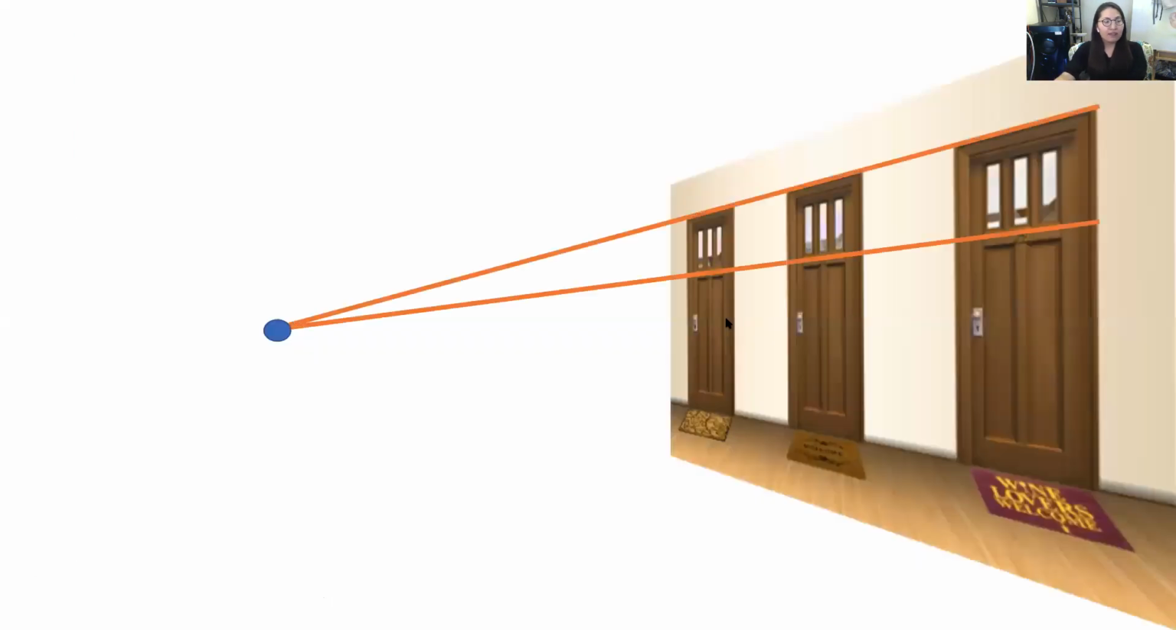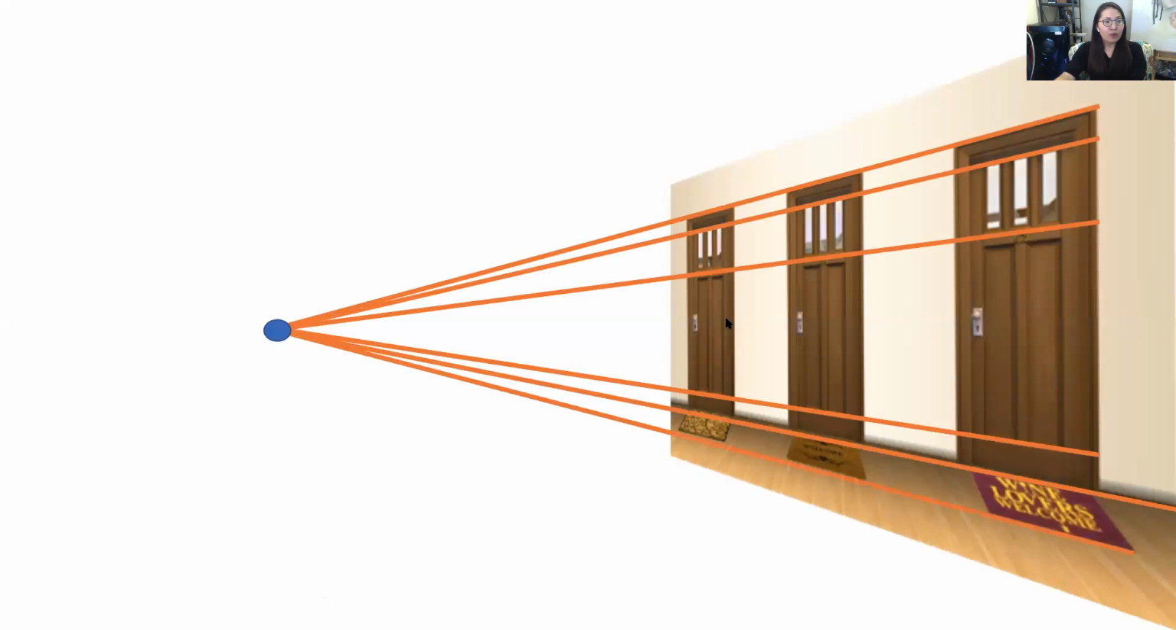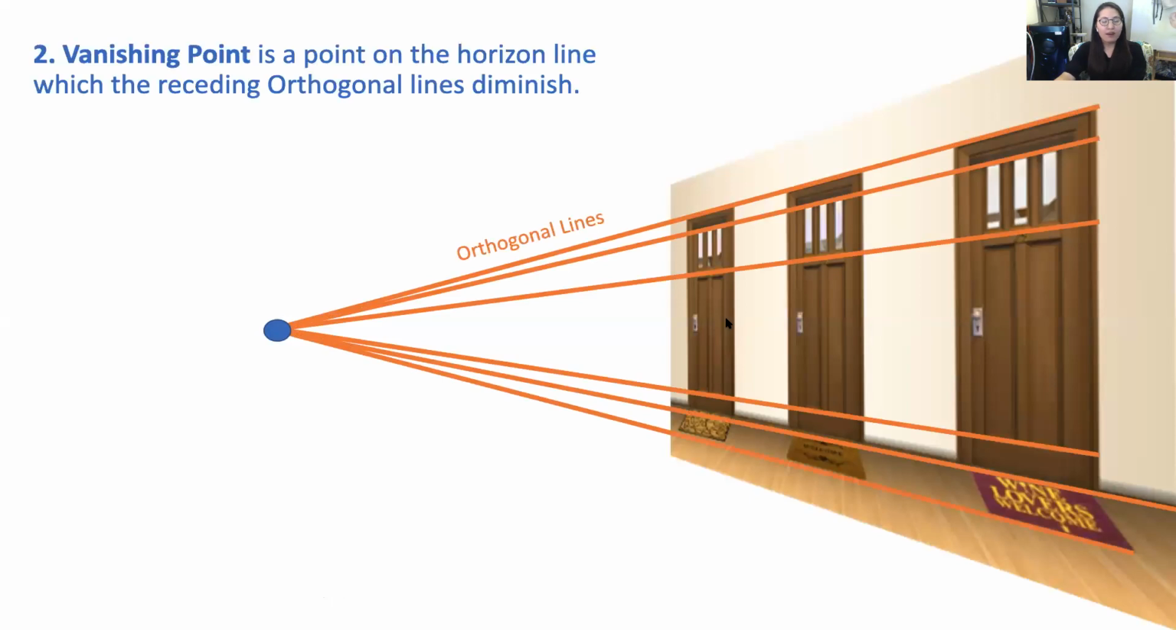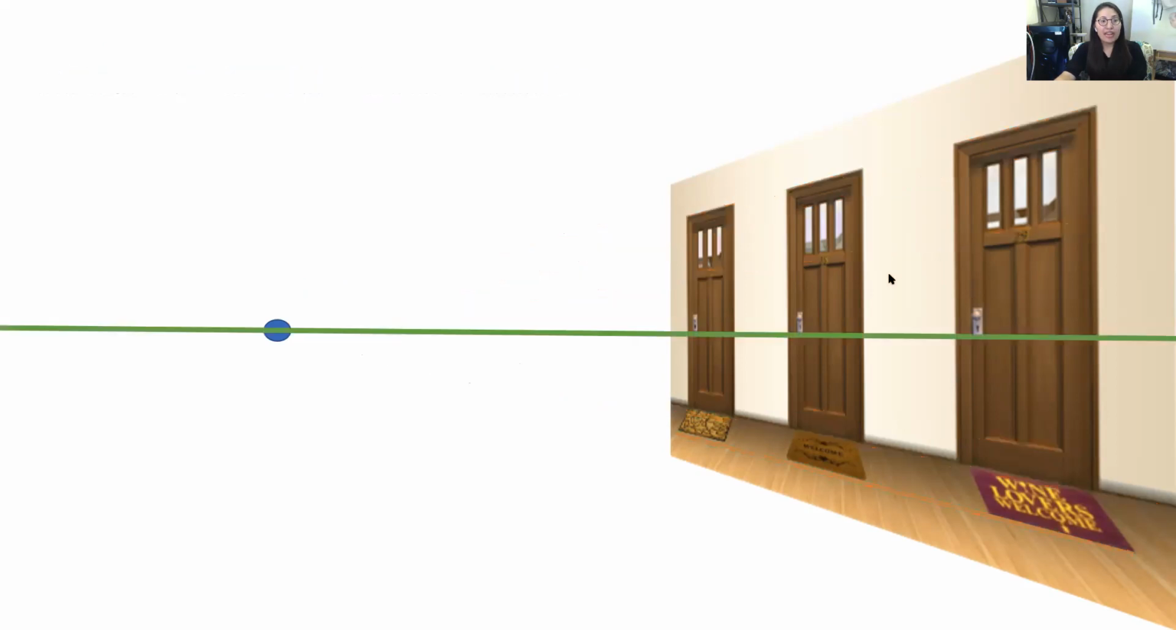Now that we have talked about the vanishing point, I'm going to give you your definition of vanishing point. If you can take some time and pause your video to write down this definition, I'll appreciate it, and it will help you with the quiz later. So let's go ahead and move on to the third and last element of linear perspective.